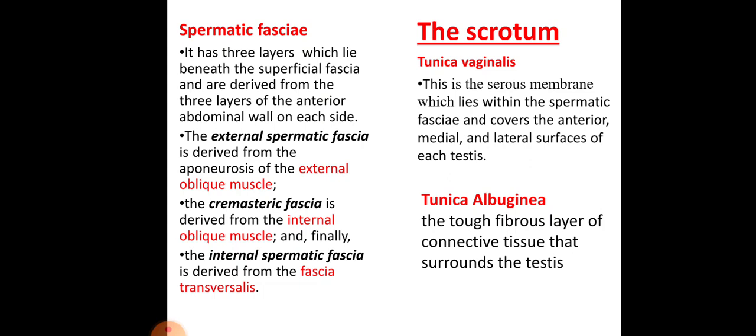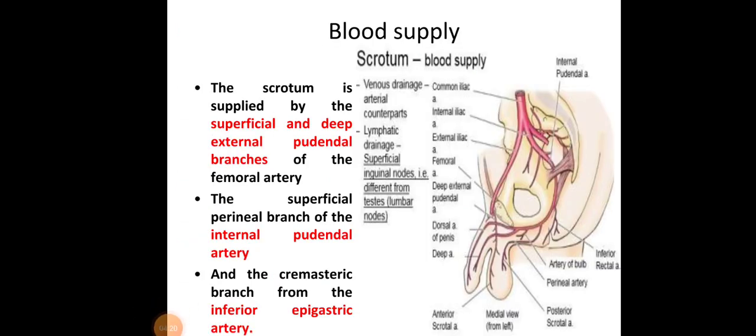Then we have the tunica vaginalis. This is the serous membrane which lies within the spermatic fascia and covers the anterior, medial and lateral surfaces of each testis. Then innermost is the tunica albuginea, which is the tough fibrous layer of connective tissue that surrounds the testis. Now the blood supply.